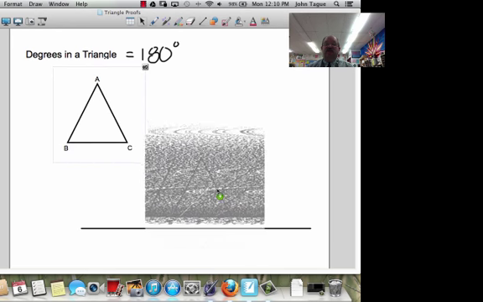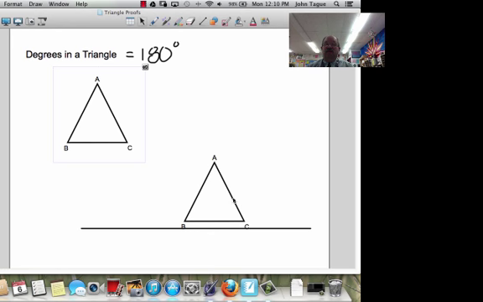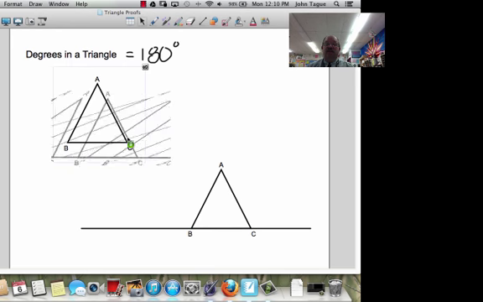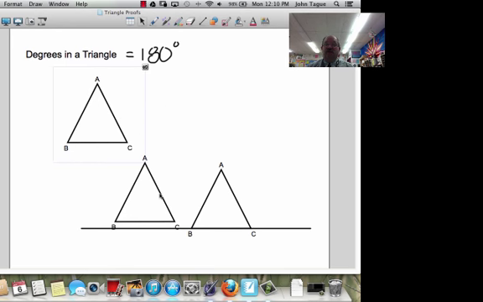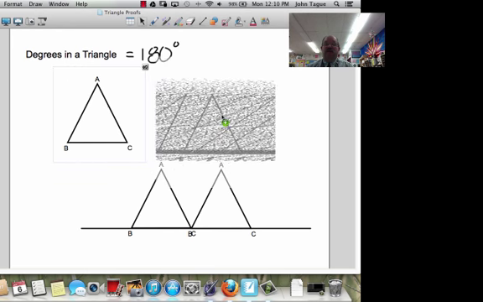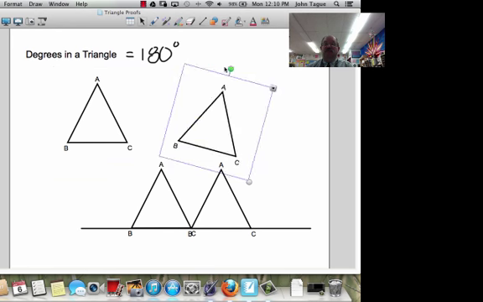So what I'm going to do, hopefully, is take one of those copies of the triangles right there and line it up on my little line. I'm going to take another one, and I'm going to touch it right next to it. And I'm going to take a third one, and flip it over.